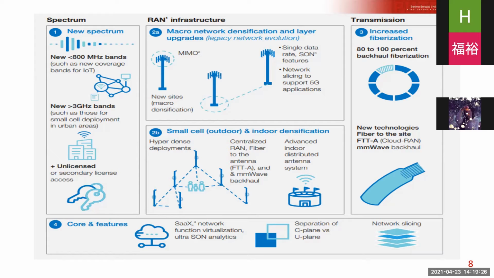As we can see from this chart, it represents the growing demand related to the new 5G use cases, which will trigger investment across all network domains. We have new spectrum, macro network densification and layer upgrades. This will also increase investment in the core and features. So now I will pass to my team member to continue with the methodology.